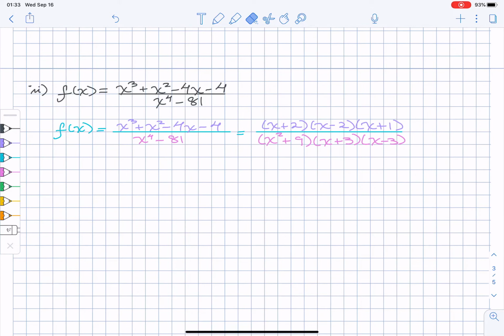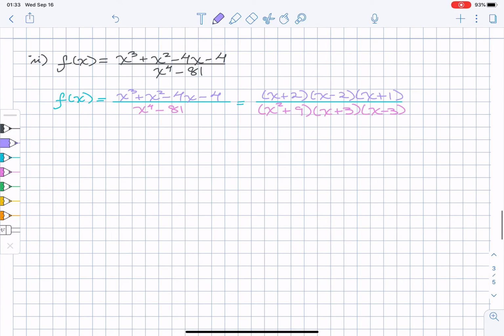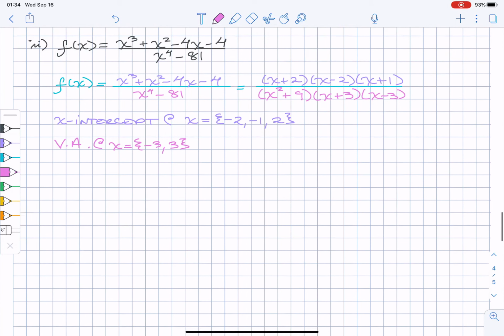Is that true? Yes, that's true. Okay. So my x-intercepts are going to be at x equal to -2, -1, and +2. My vertical asymptotes will be at x equals -3 and +3, because the other two roots here are complex, so I don't need to worry about them when plotting.